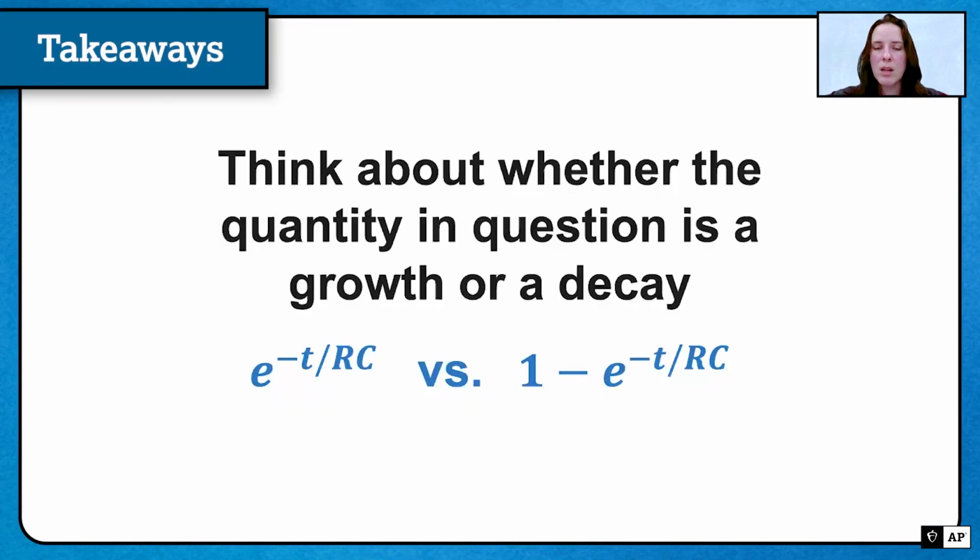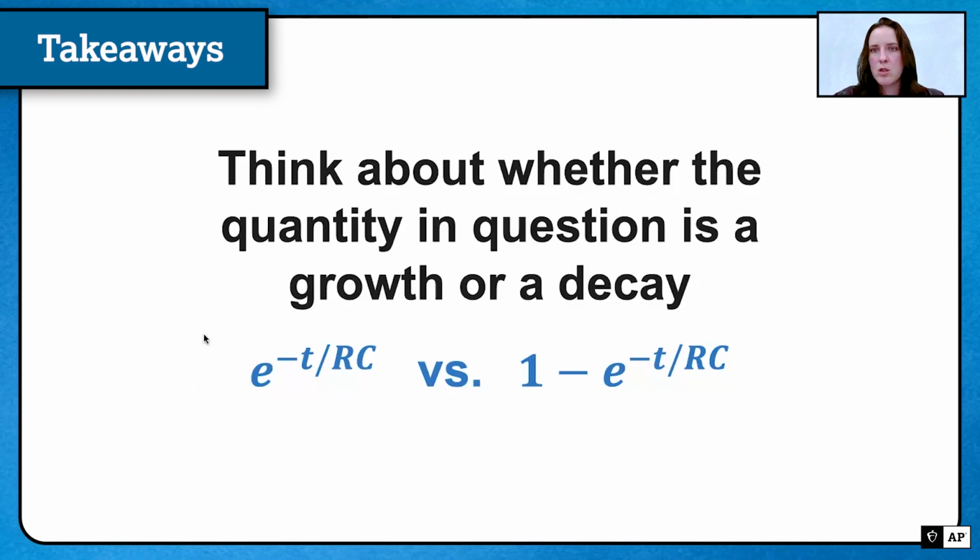So the big one that always trips students up is, am I using the 1 minus e to the negative t over RC, or am I using the e to the negative t over RC? Just think about it. If you were a charge in this circuit, what would you do? Would you be like, yay, capacitor, let me go over there? Or would you be like, no, capacitor, let me leave? If your capacitor is emptying, you're losing charges, things are shrinking, you're going to have that decay behavior, that e to the negative t over RC.